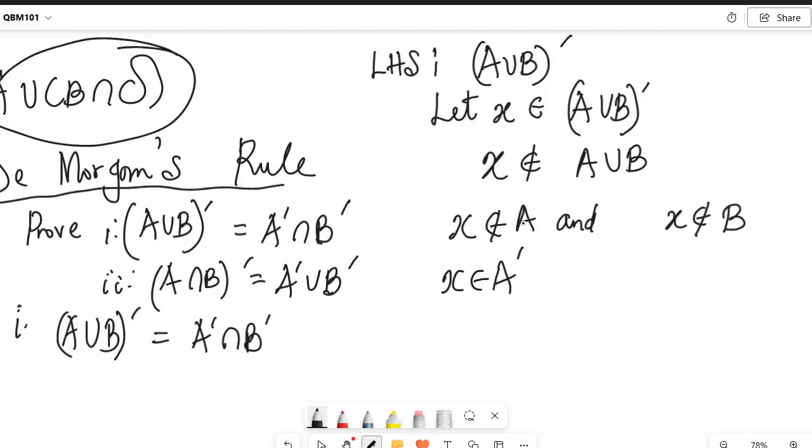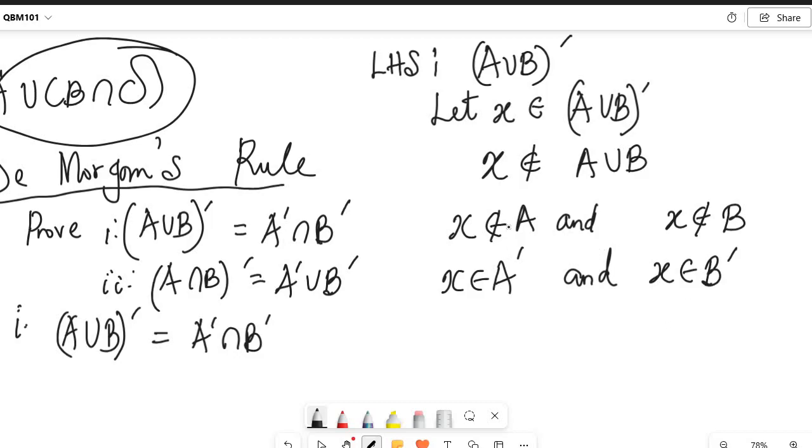If X is not an element of A, it simply means that X is actually an element of A complement, because A complement is the set as a universal set but not in A. Now if X is an element of A complement, that means that X will also be an element of B complement. Now you need to take note of these transitions.